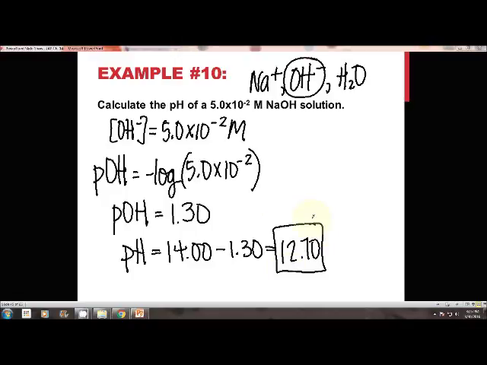So this is a good indicator for us to tell us that yes, in fact, it is a basic solution because the pH is greater than 7, so it's basic. The closer you get to 14, the more basic it is. So this is a very strong basic solution.